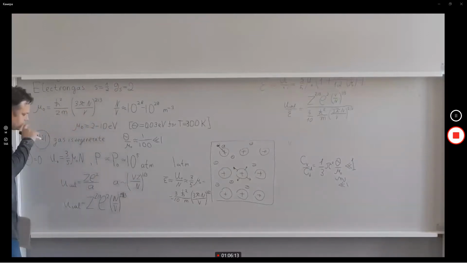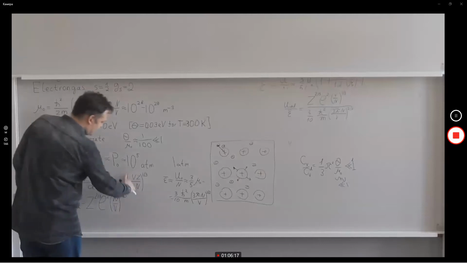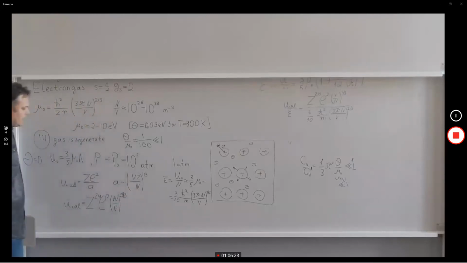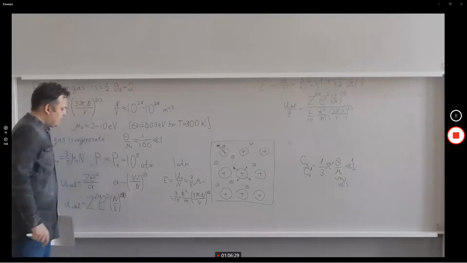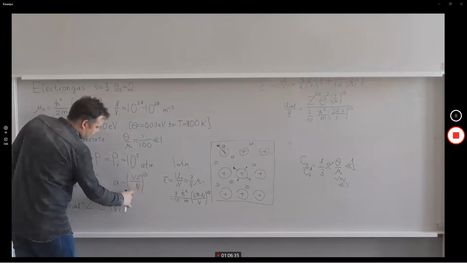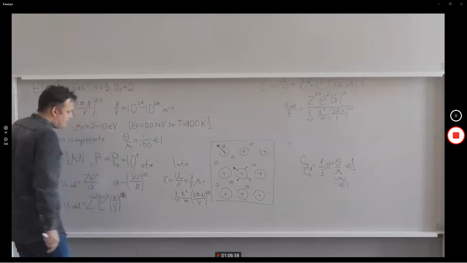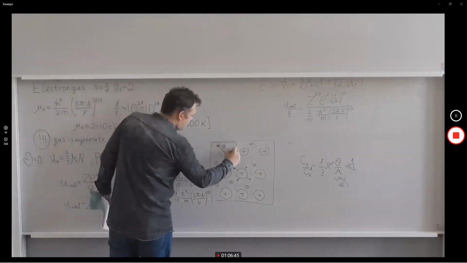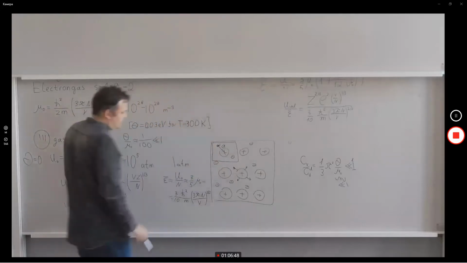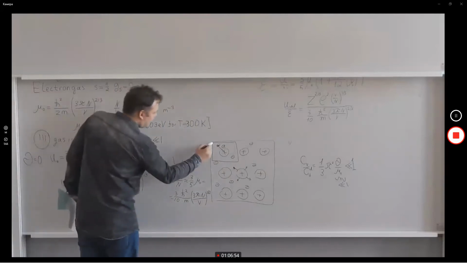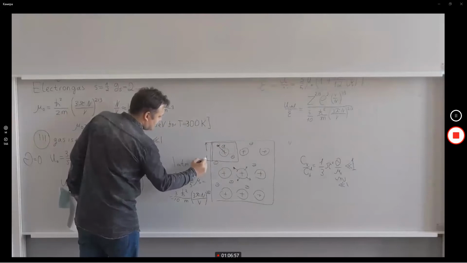Let me explain why this is correct. So N is a number of electrons. N divided by V is a number of electrons in a unit volume. Z is a charge of ion. So this ratio without 1/3 is a volume for one ion. It's a volume of space for one ion. When we take a cubic root of this expression, we get the length, the size of this cube.